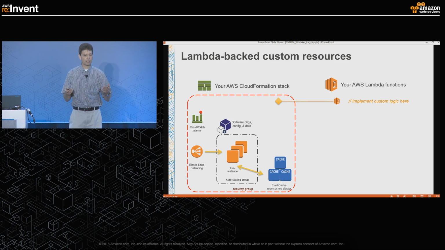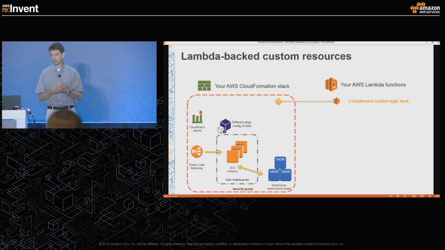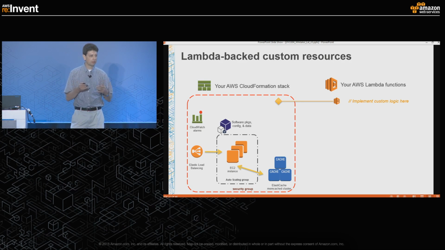So in this case, you can add a Lambda function. The only real difference between a custom resource for Lambda versus a custom resource that uses SNS is the service token. In the case of Lambda, it references a Lambda function, and that's the function we'll call. From there, you can do whatever you need to do within that Lambda function.